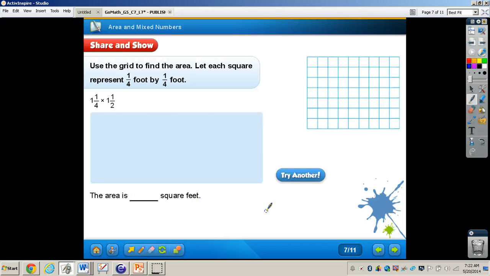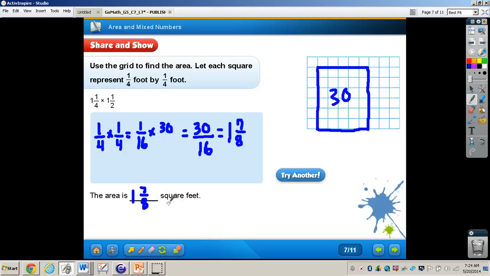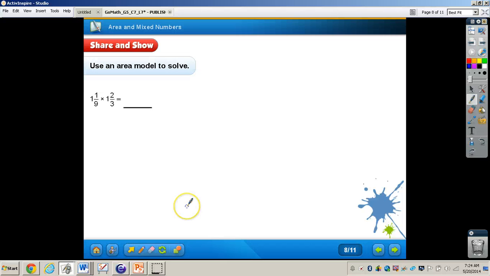Okay, I want you to work this problem out all by yourself. When you're finished, you can press play. Pause the video now. Okay, here's the answer, 1 7/8 square feet. Check my work, make sure it matches yours. If you have a couple questions about this, you may need to rewind the video. Now, I do want you to use an area model to solve this problem right in your book, and when you press play, I will have the answer for you.